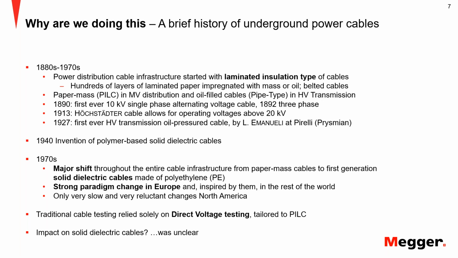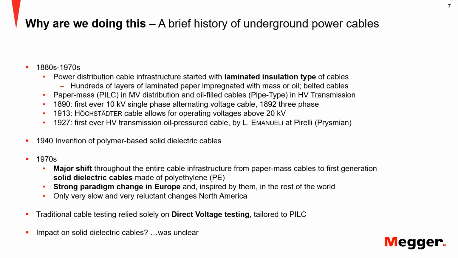All of these cables were belted cables, and once they became three-phase, there was a limit. You could not exceed 20 kV because otherwise the cable would fail. In 1913, Martin Höchstädter, a German professor for high voltage engineering, came up with a solution for that, and he put a perforated metal foil around each individual phase of the three-phase belted cable. And that fixed the issue.